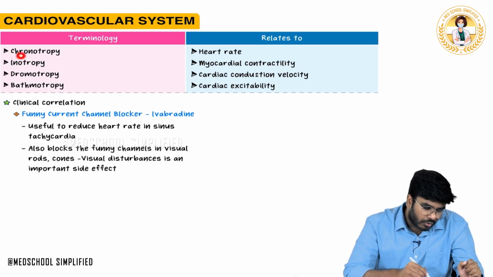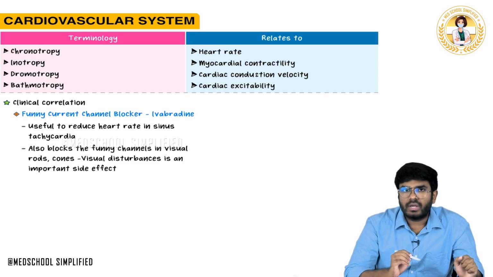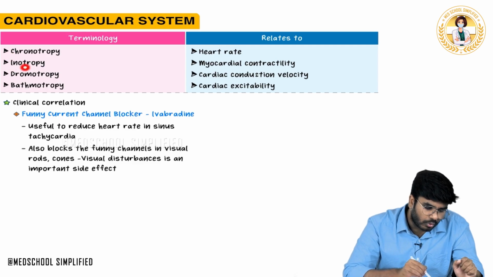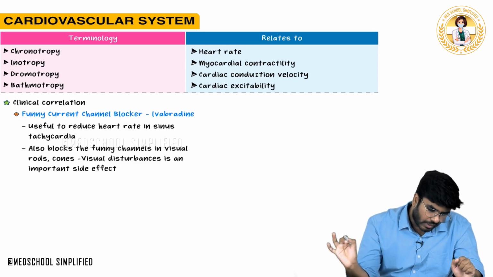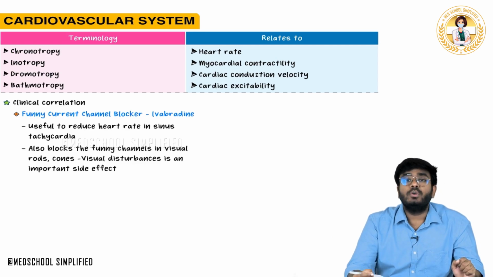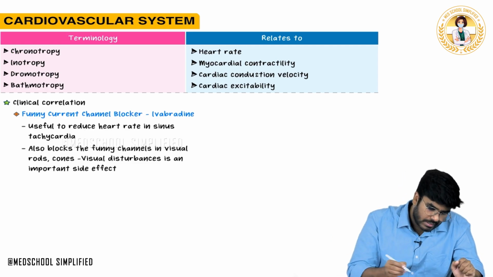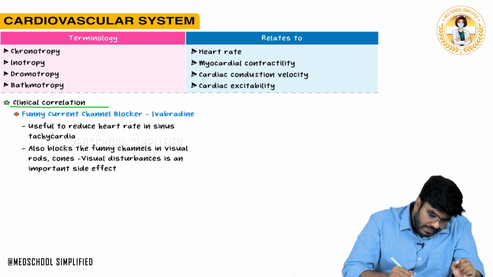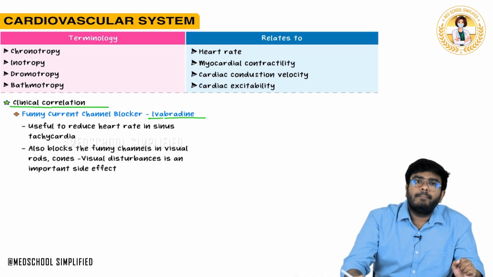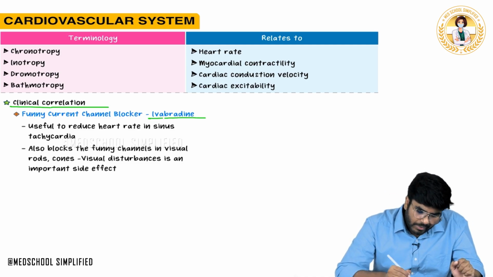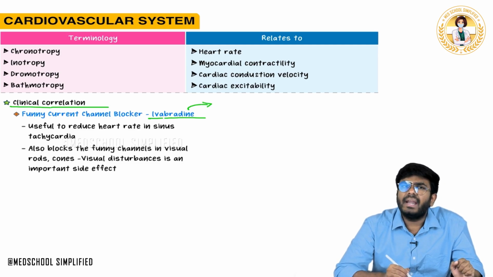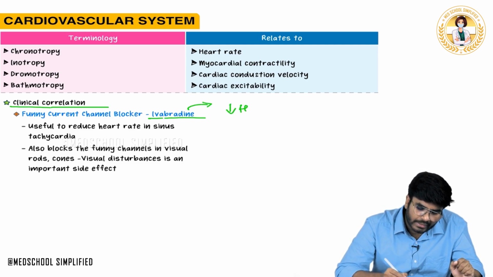I want you to know at least chronotropy and inotropy. These two are important terminologies which keep coming up. Now after this, let's try to clinically integrate with pharmacology. Guys, there is a drug called ivabradine. From the name itself you can clearly say the "bradine". Bradine means bradycardia, decreasing the heart rate.